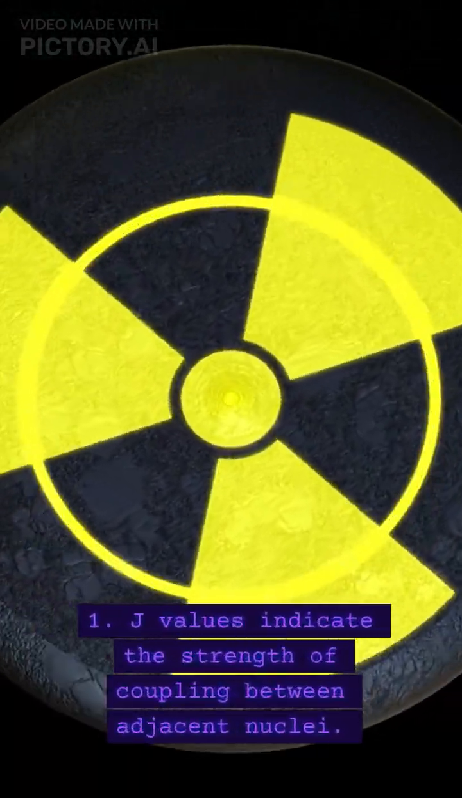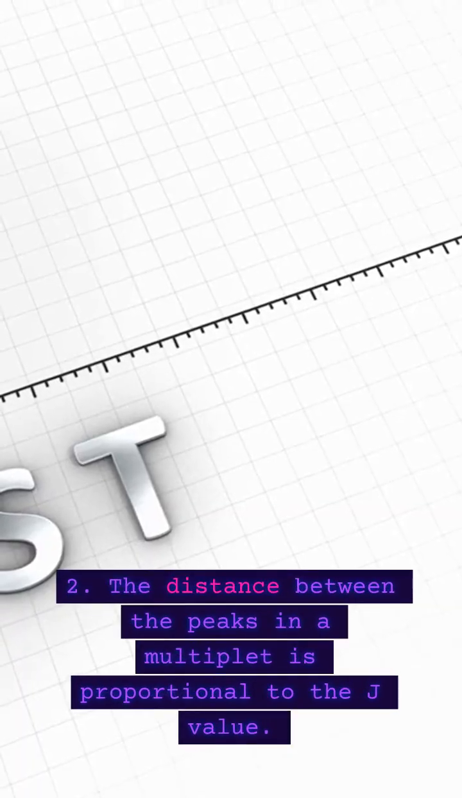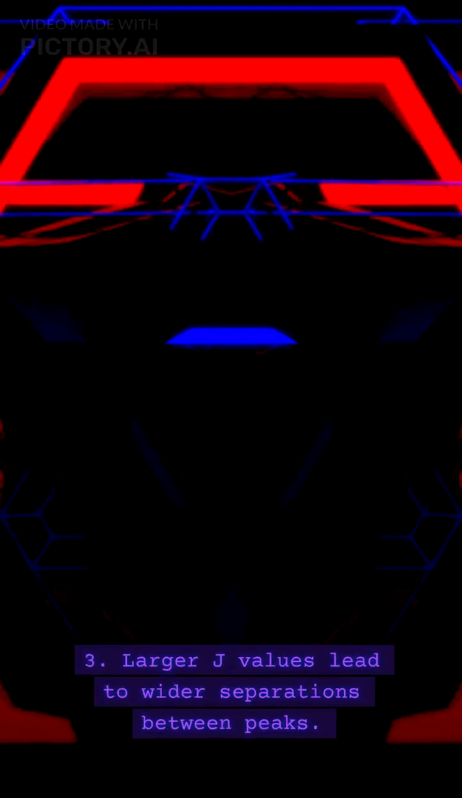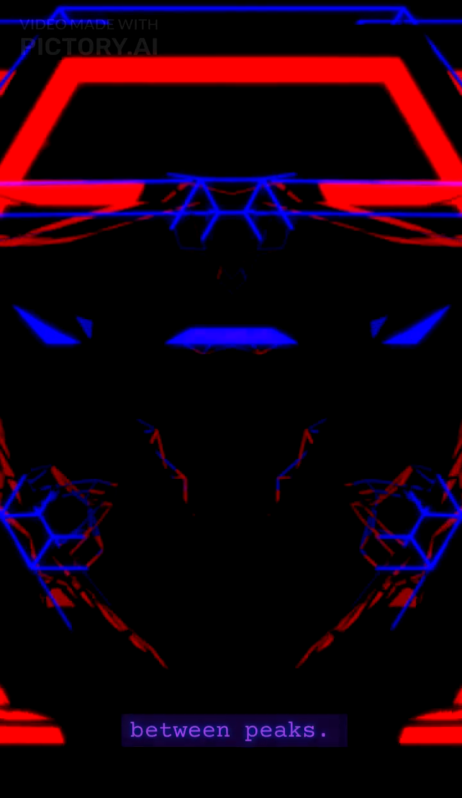1. J values indicate the strength of coupling between adjacent nuclei. 2. The distance between the peaks in a multiplet is proportional to the J value. 3. Larger J values lead to wider separations between peaks.